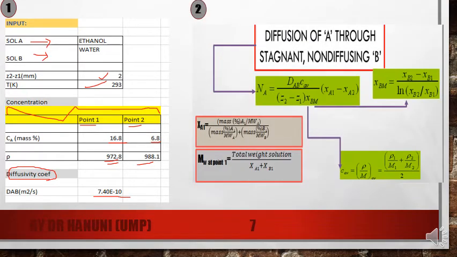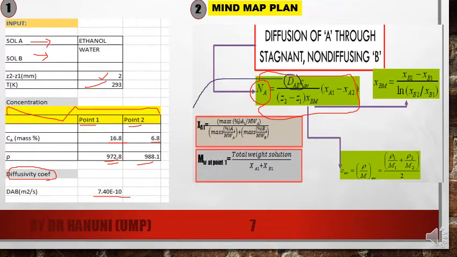And the next step is we need to do the mind mapping plan to solve the question. If you still remember, the question asks us to determine the Na, which is the flux, the mass transfer for solute A. Okay, so from this formula, we have to carefully check all the parameters involved in this equation to make sure all the parameters are able to be determined. So for example, in this case, we check one by one. Let's start with the first one, which is the DAB. The DAB in this case is given, which is 7.4.